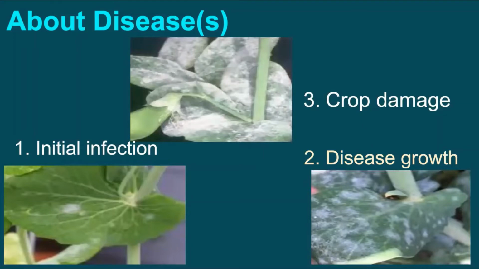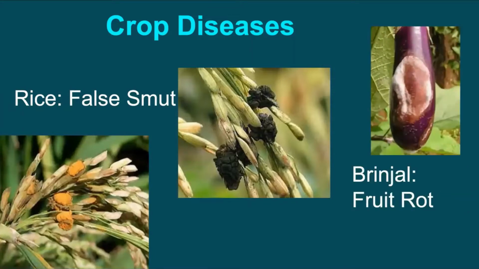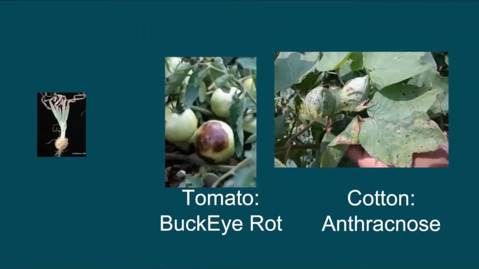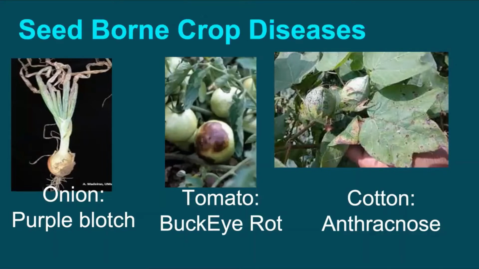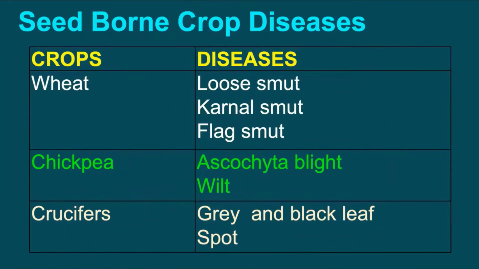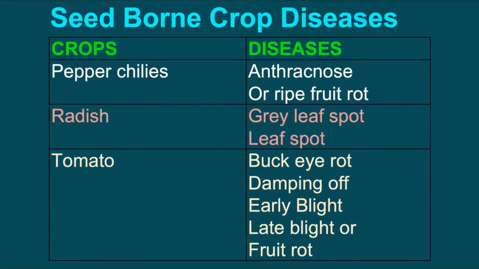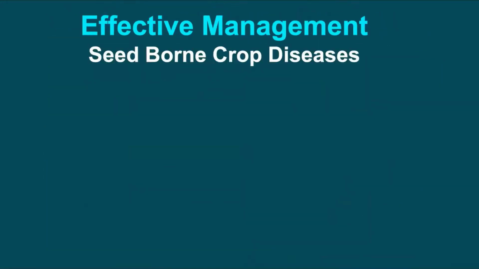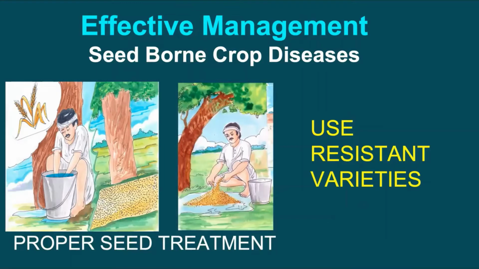towards successful disease management. Let us have some interesting examples like false smut of rice, fruit rot of brinjal, anthracnose in cotton, bug eye rot in tomato, purple blotch in onion, that appear at an advanced stage like formation of grain or fruit. But do you know that all these diseases are seed-borne? There are many more diseases which are seed-borne. Kindly have a look. Hence, selection of resistant variety and proper seed treatment is the only effective management in case of seed-borne diseases.